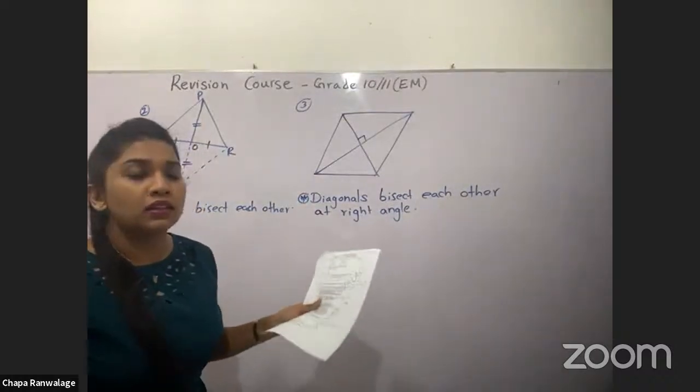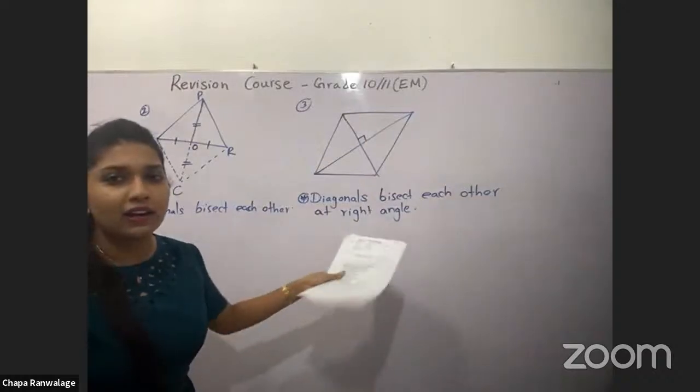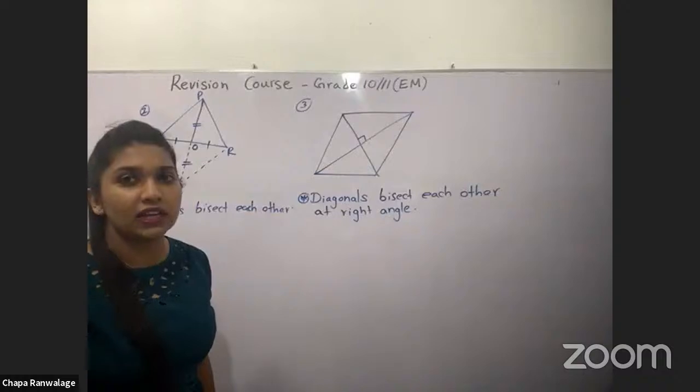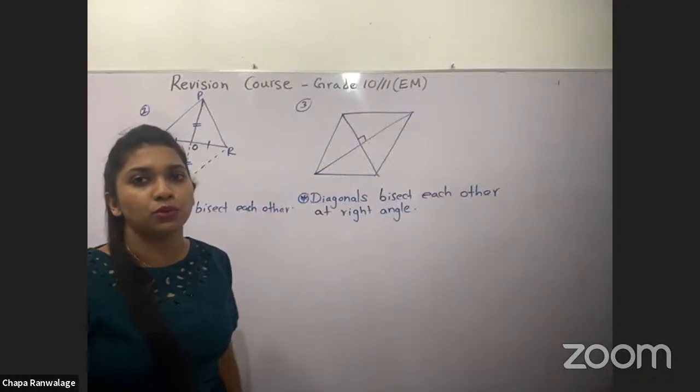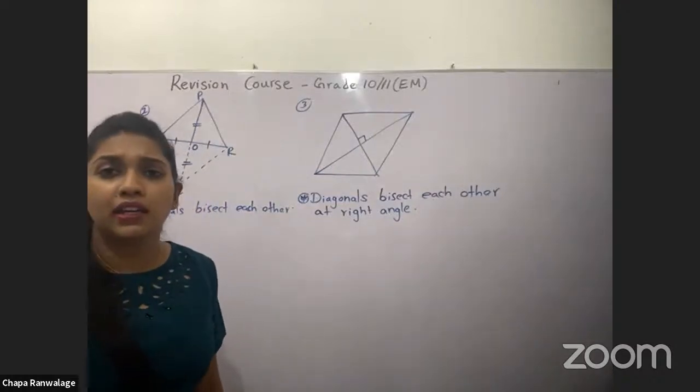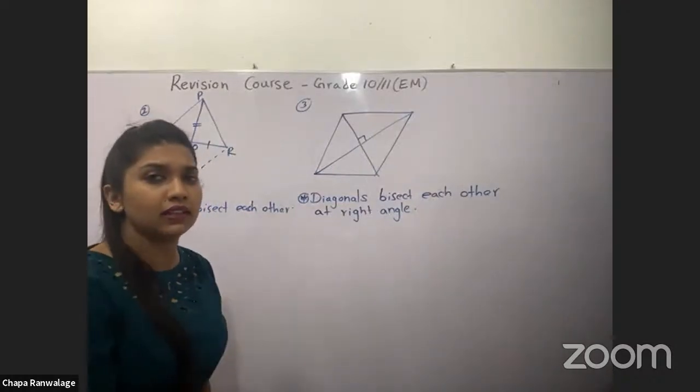And tell me another thing. The diagonals bisect each other. Then the diagonals bisect each other at right angles.